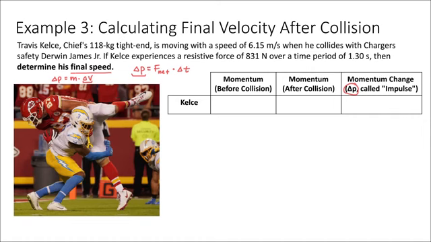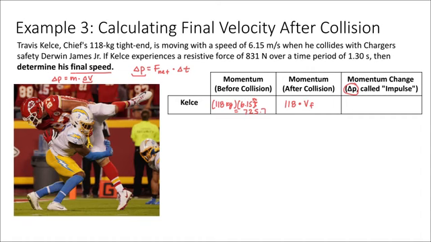I've given his mass and his initial velocity before the collision, so I'll plug those in, 118 kilograms multiplied by 6.15 meters per second. That will be equal to 725.7 units of momentum. Then after the collision, I don't know his final velocity, but I do know his mass. So I'll just plug in 118 multiplied by VF. That's what I'm looking for, essentially. It's okay, you don't know it at this point. You can plug in a variable as a placeholder until we do.